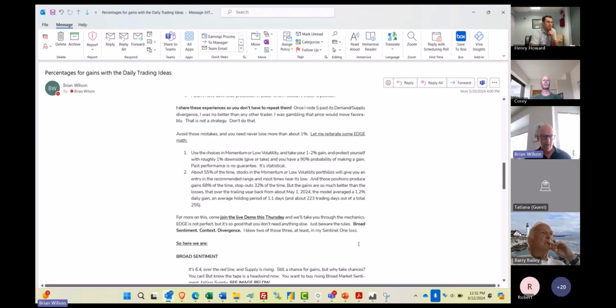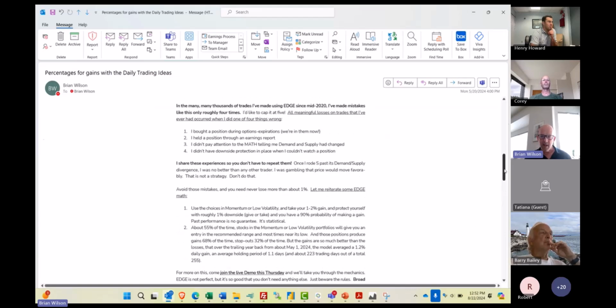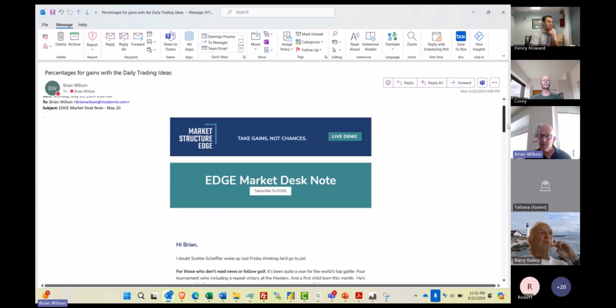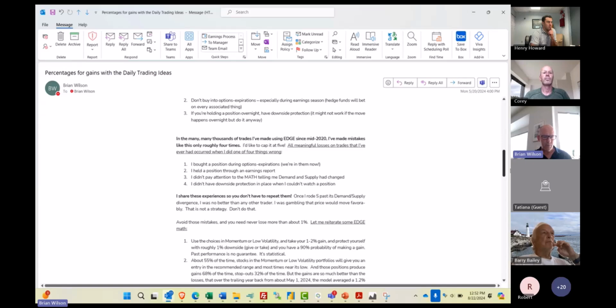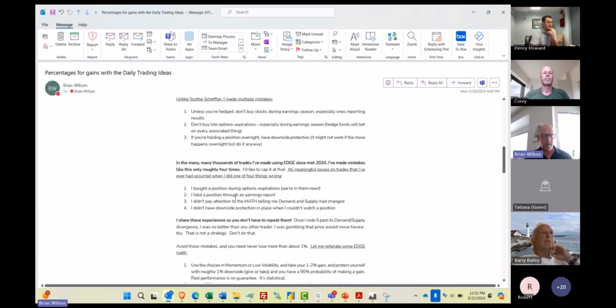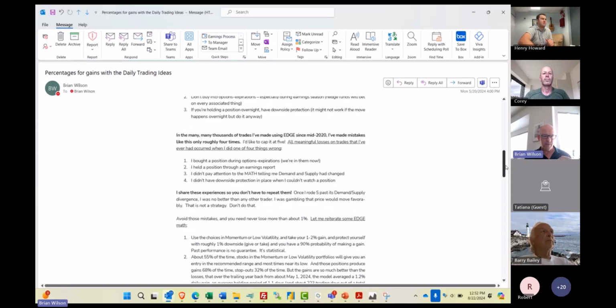And I just wanted to share part of this note with you. This was in a market desk note, I believe it was May 20th. The part that I wanted to share had to do with, well, let's start here because I think this is important. When you're looking at daily ideas, when might they be difficult to actually produce a return? Well, if you buy positions during options expirations, that can be challenging. If you buy a position during the middle of earnings, that can be challenging as well.